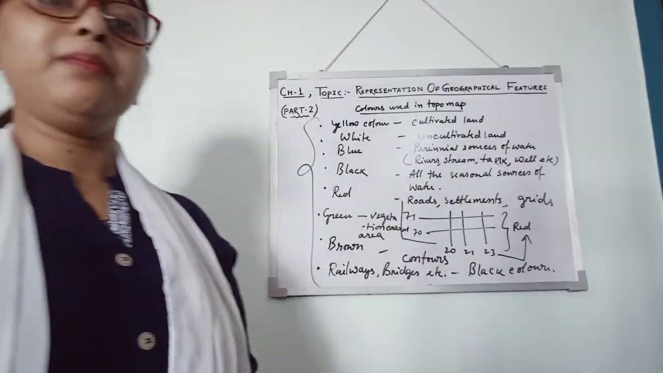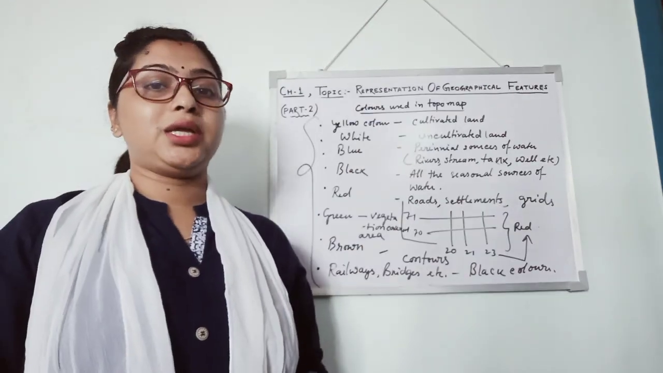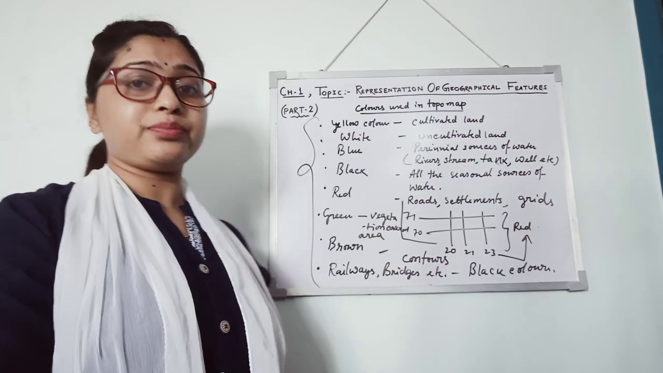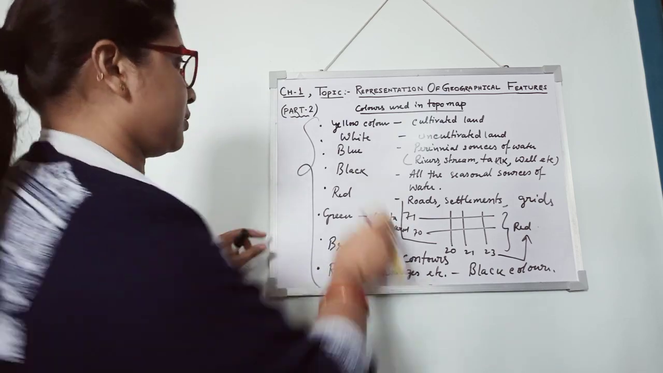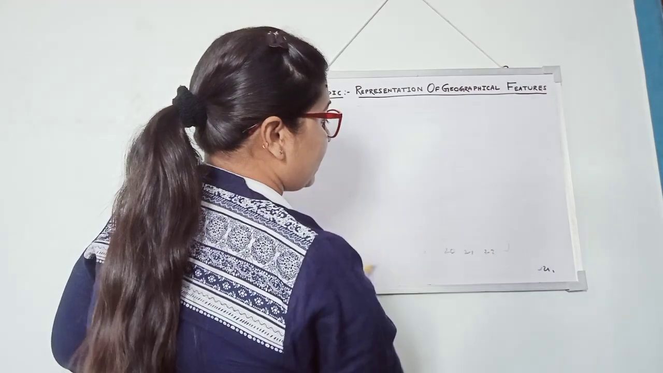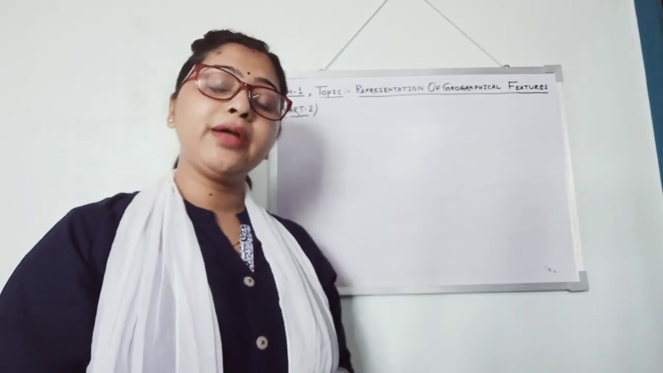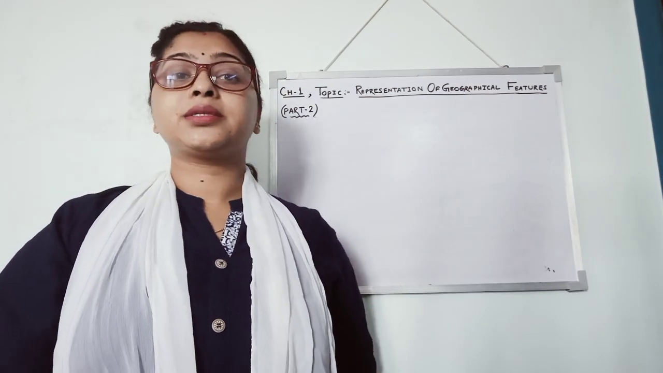So it is very important, students, to know the color symbols to study the topographical map. Is it clear? Yes. Now we will talk about the landforms. Students, in that topographical map there can be different kinds of landforms, and all those landforms will have different kinds of heights.